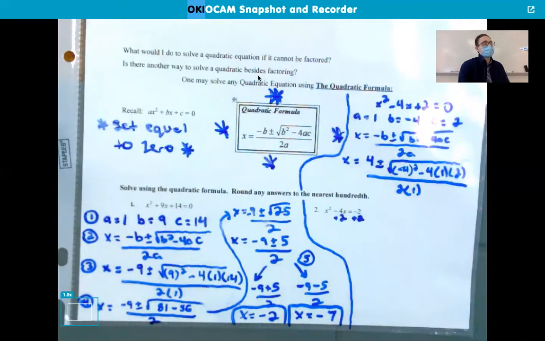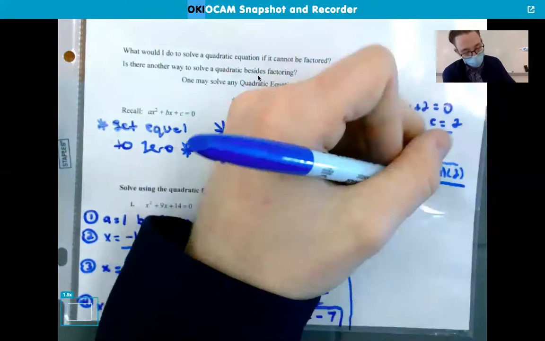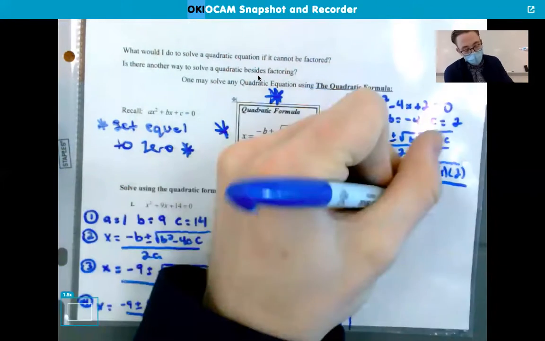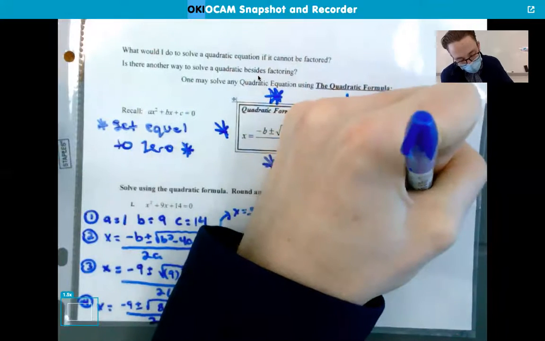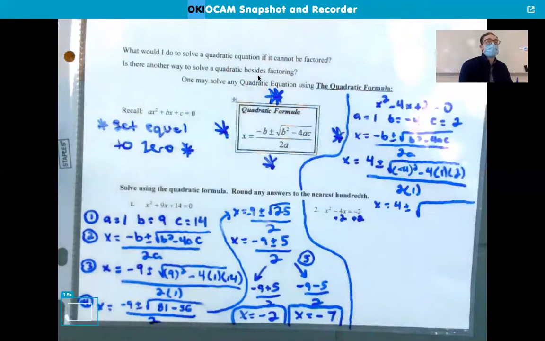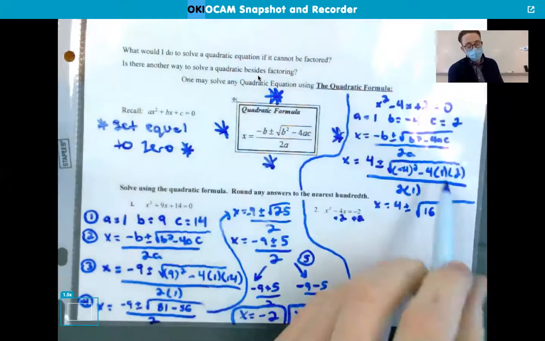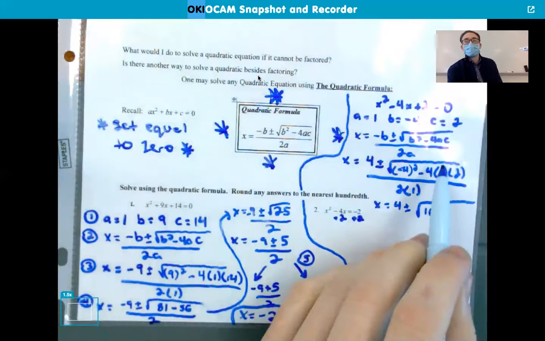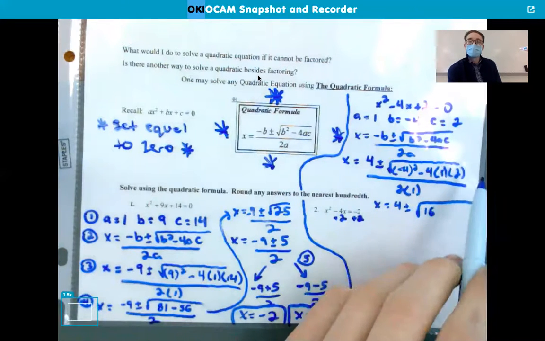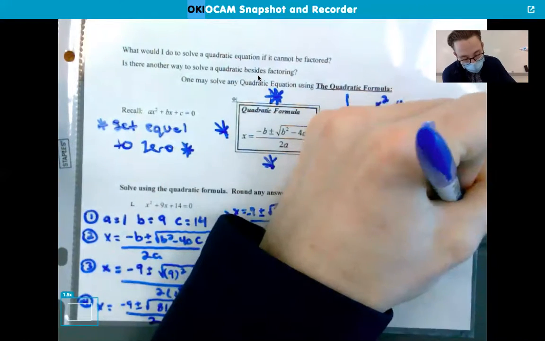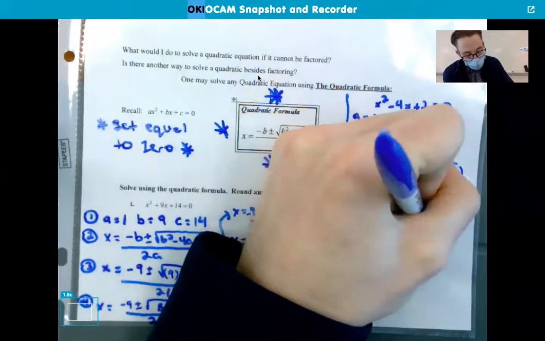Everybody with me so far? Okay. 4 plus or minus inside my square root. What's negative 4 squared? Positive 16. Positive 16, good. What's negative 4 times 1? And what's negative 4 times 2? Negative 8. 2 times 1 is just going to give me 2.